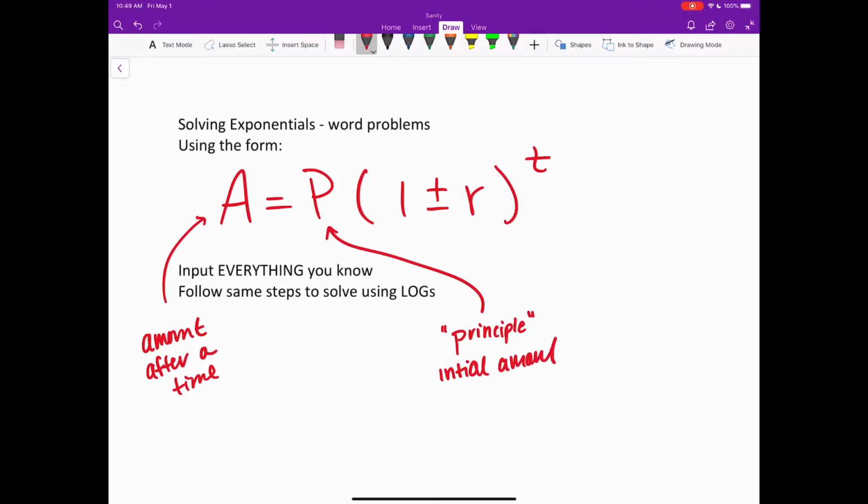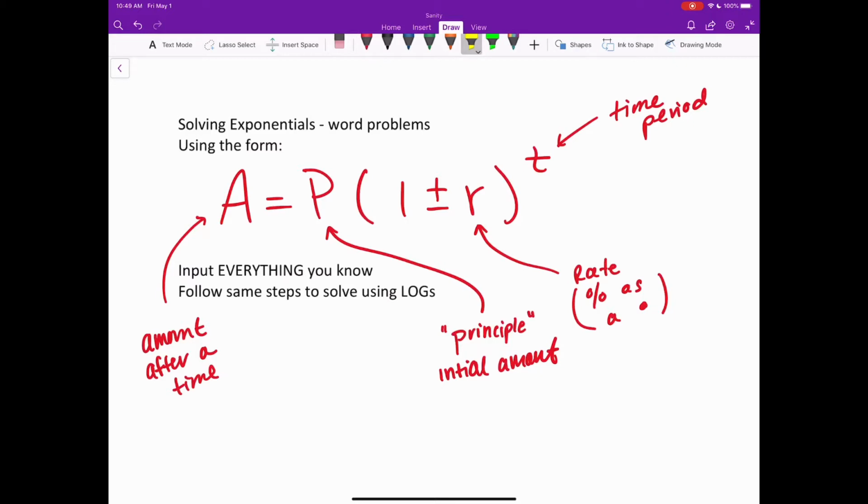And then inside of this parentheses here, I have 1 plus or minus R. Again, R is our rate. It's a percentage as a decimal. And then T was a time period. Usually we were using years if you were talking about banking. Today I've got a couple different time periods we'll look at.